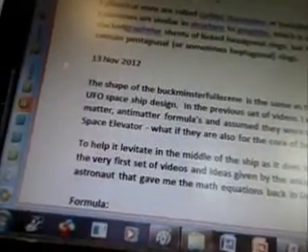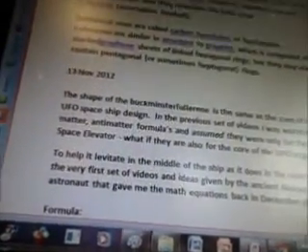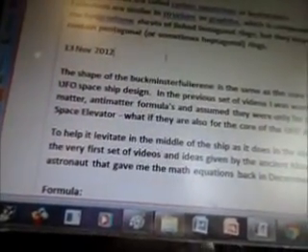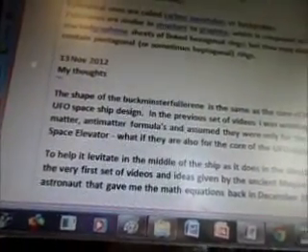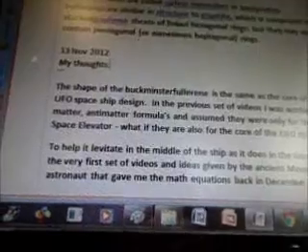So November 13, 2012, and again today's November 22nd is when I'm filming it, okay? I forgot to put down my thoughts. Sorry. I don't want to put this in now because when I copy and paste it, I don't want to have to stop and do it then. Now, the shapes of the Buckminsterfullerene is the same as the core of the UFO spaceship design.